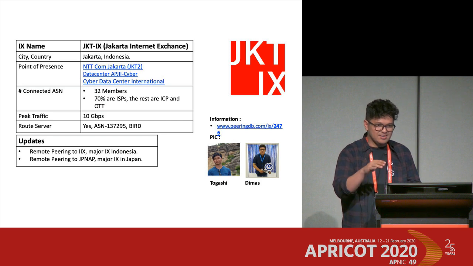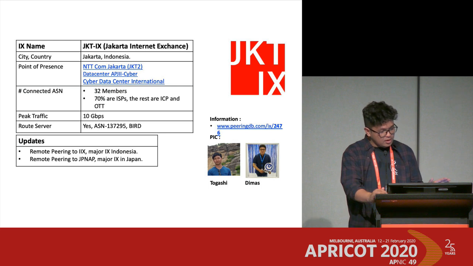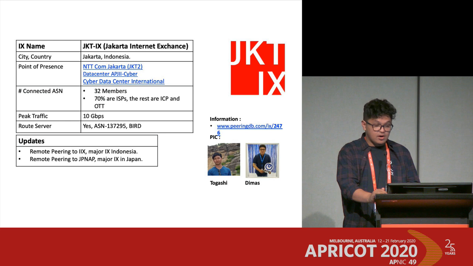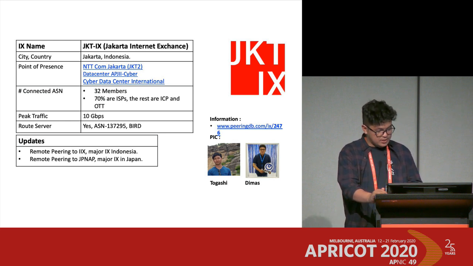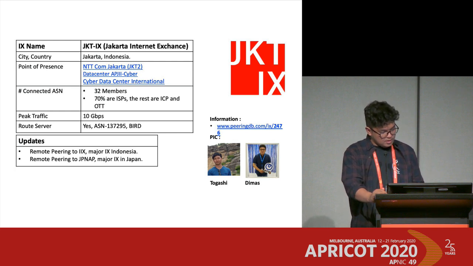This is the internet network, and we currently have 32 members. Most of them are ISPs; the rest are ICPs and OTTs. Peak traffic currently is 10 gigabits per second. We also provide a root server with ASN 137.295. We have updates: we have remote peering to IIX, a major IX in Indonesia, and remote peering to JPNAP, a major IX in Japan. If you want to connect, just call me, Dimas, or Togashi.